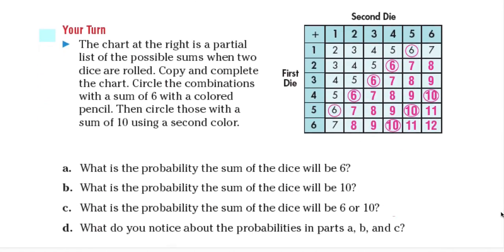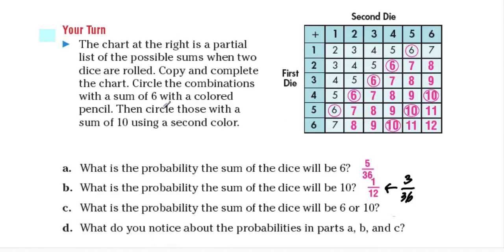Let's answer these questions then. What is the probability that the sum of the dice will be 6? Since there are 5 of them, it'll be 5 out of 36. What is the probability that the sum of the dice will be 10? Since there are 3 tens out of 36, it'll be 1 out of 12. Why is it 1 out of 12? Because you have 3 over 36, and the simplest form is 1 out of 12.